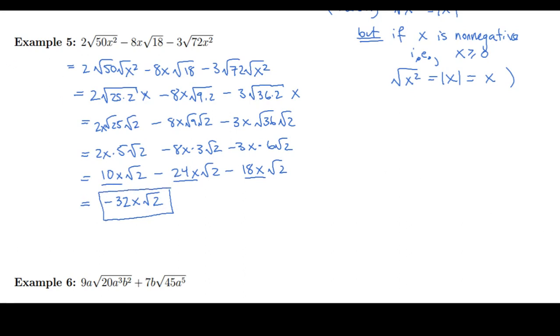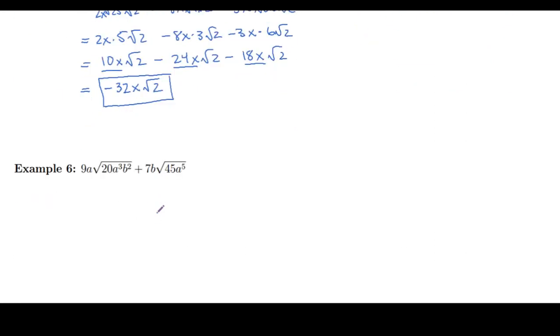Okay, now let's look at this example here. Okay, so what can we do? So 9a, and then we can break these up. Root 20, root a cubed, root b squared, plus 7b, root 45, root a to the 5th. Okay, so the odd ones, we're going to have to break those up so we have a perfect square.